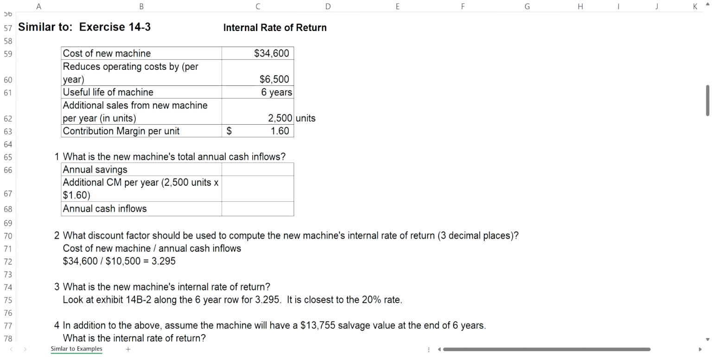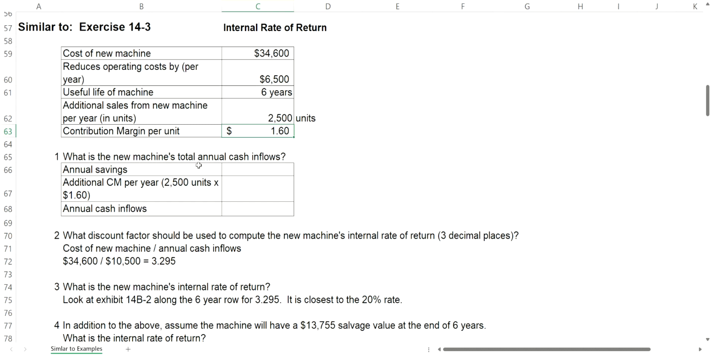So let's assume we bought a new machine for $34,600. And it will reduce operating costs, giving us additional cash inflow of $6,500 per year for the next 6 years. So that's the equal amount per year, an annuity. On top of that, we can make an additional 2,500 units at a contribution margin of $1.60 per unit. And we're assuming no additional fixed cost.